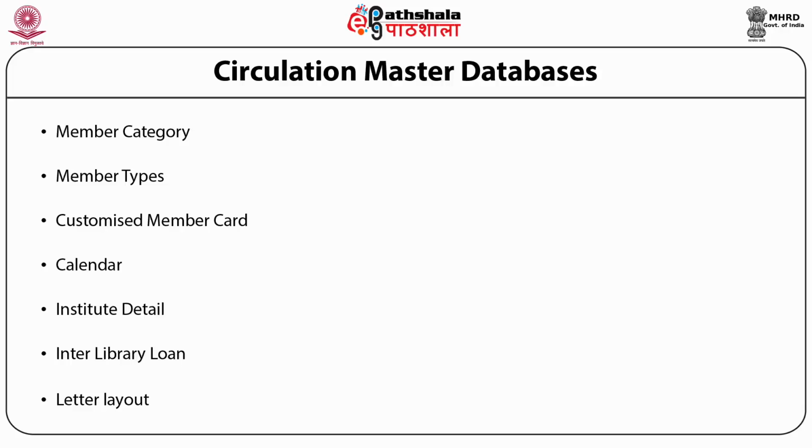Now let's see what is there in point number 3, which is customized member card. This option allows you to create new template or add or edit or delete existing template meant for printing barcodes, membership identity cards with requisite membership information, etc. The template facilitates customization of size of various fields for the membership cards of the users.